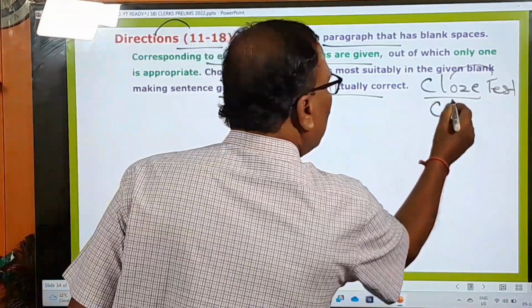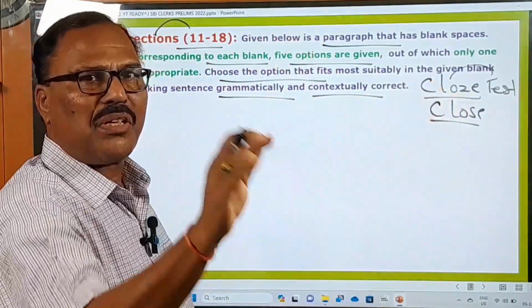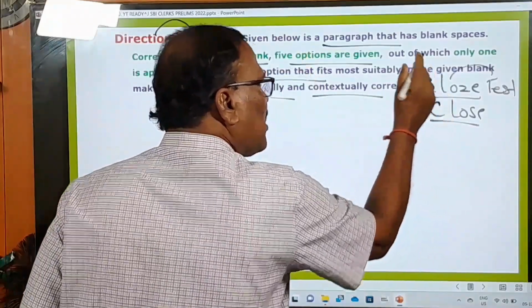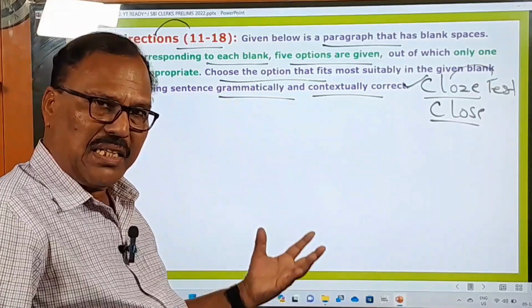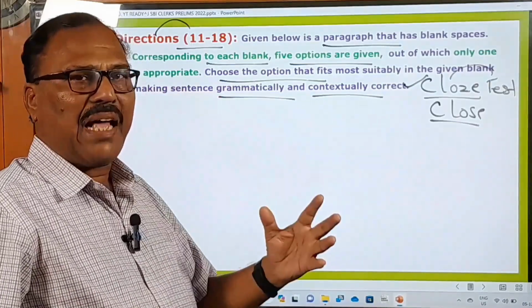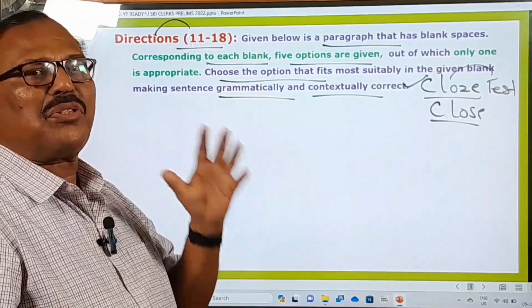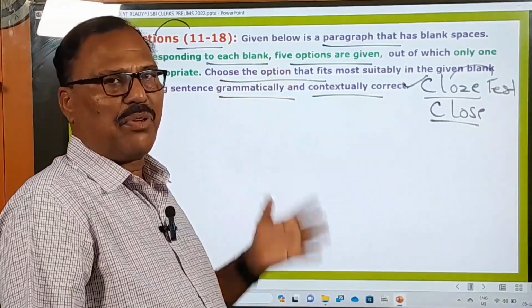So close has another meaning. This is close, CLOSE. Close means close the door, close the window. That close is different from this cloze. So this is nothing but this cloze test. Therefore he has given you a paragraph with some blanks in it, and for each blank 5 words are given. You have to choose from those 5 words the most suitable one that fits in that blank. Okay, that is the job you have to do.